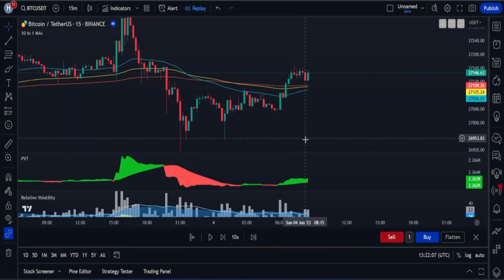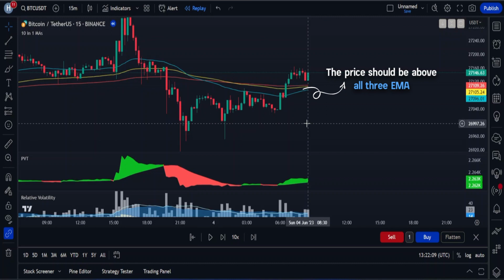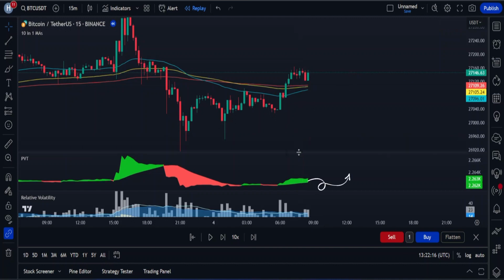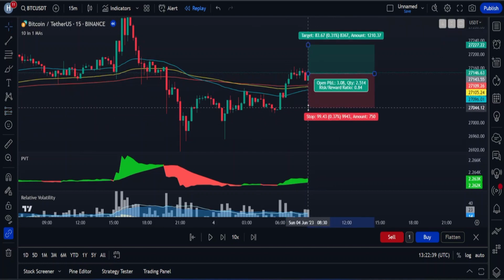Firstly, for a buy trade, we want the price to be trading above all of the EMAs, indicating that both the short-term and the long-term trends are bullish. Secondly, we will look at the PVT indicator to see if the buyers in the market are outpacing the sellers, showing us that there is buying pressure in the market. Finally, we want the relative volatility indicator bar to show us that there is sufficient volume in the market. We can see that the bar is greater than both the filter and the moving average. So as all of these signals indicate that it's a good idea to enter into a buy position, I'll quickly open a buy position here.